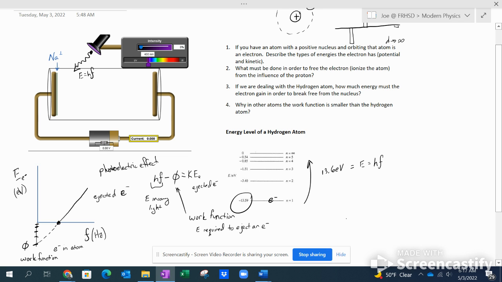So we will discuss how to use this equation. Kinetic energy is equal to the energy of incoming light minus the work function, or the energy required to eject that electron. So before, we were talking about the energy levels within an atom, this graph occurs within the atom. Once the electron is ejected, the higher the frequency, the higher the kinetic energy.